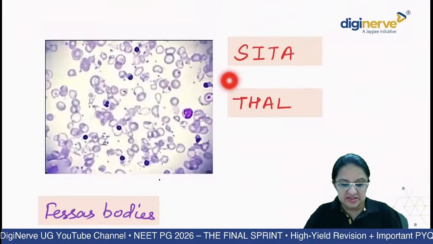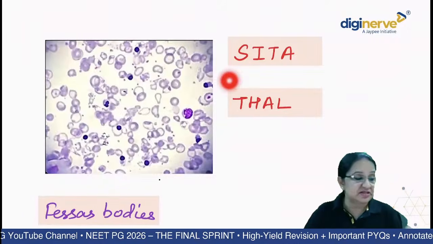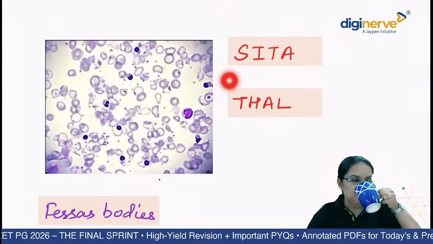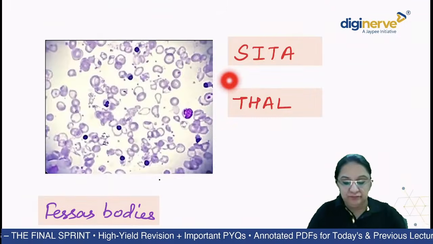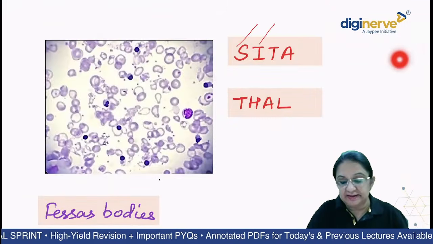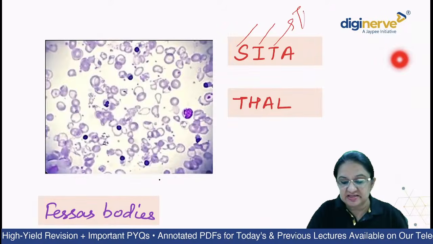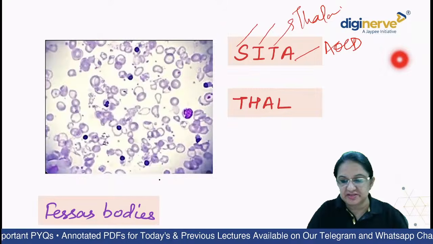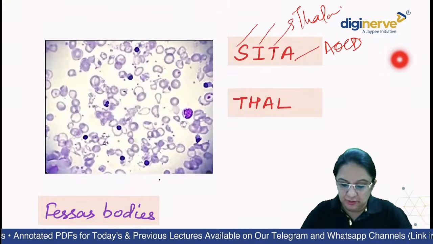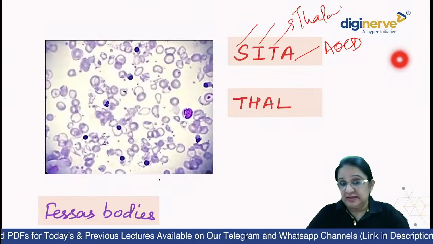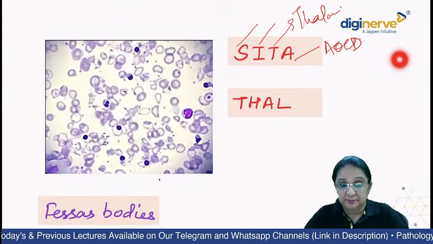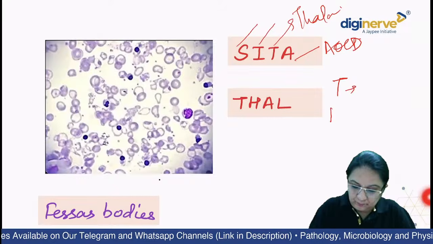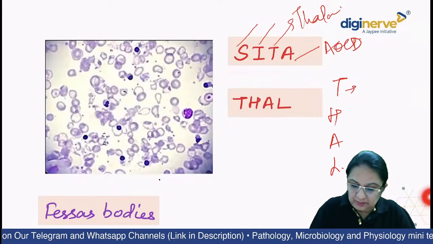Now, this is the blood picture. Remember, we had studied microcytic hypochromic anemia. Sita mnemonic. Sita was sideroblastic, iron deficiency, T was thalassemia. Then this is anemia of chronic disease. Okay. Now, for the blood picture of thalassemia, remember thal. Thal. What do you mean by thal? Target cell.